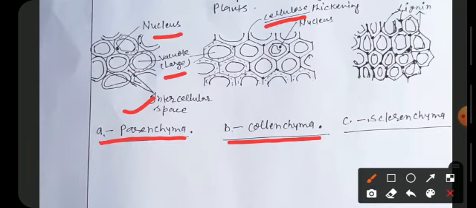And C is of sclerenchyma, which provides hardness to the parts of the plant because of lignin deposition, which is a chemical that is deposited at the corners of the cells, at the joining places of cells. So this is the main difference between parenchyma, collenchyma and sclerenchyma. Parenchyma has intercellular space. Collenchyma and sclerenchyma have no intercellular spaces in between the cells.